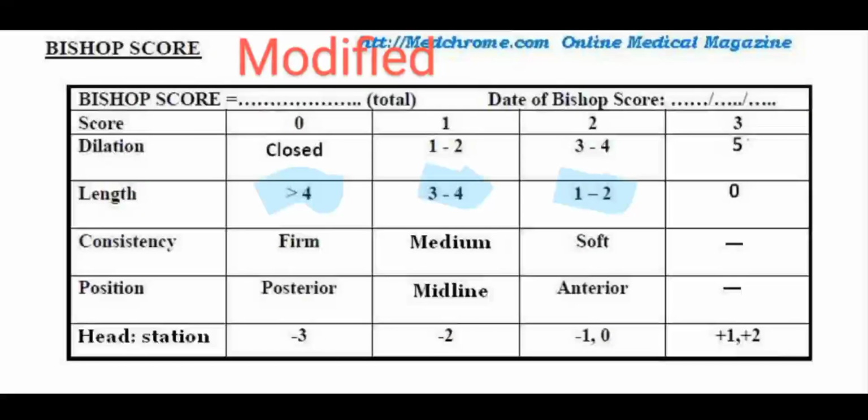Then we are done with the Bishop score. All the other parameters are the same as they were in the Bishop score. In the modified Bishop, it is also the same. The only difference is of effacement and length.